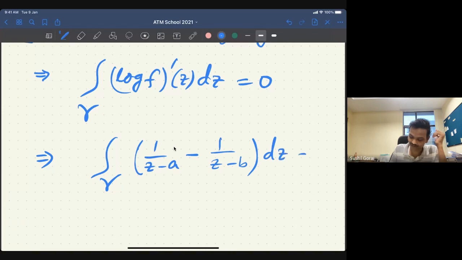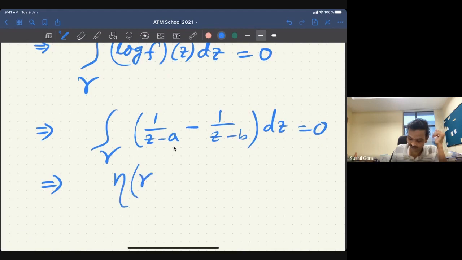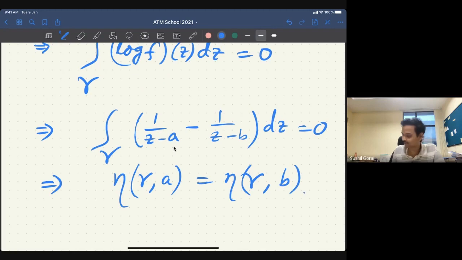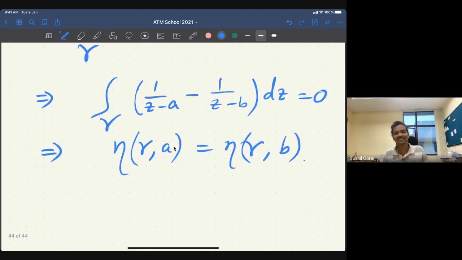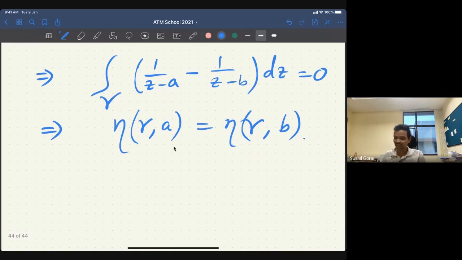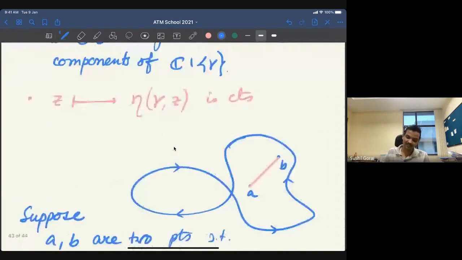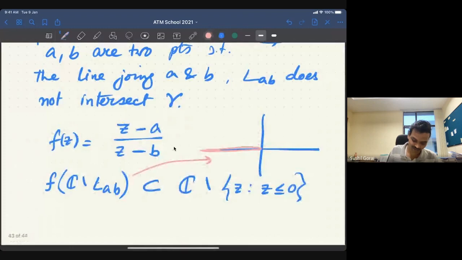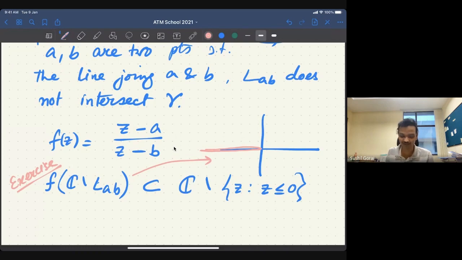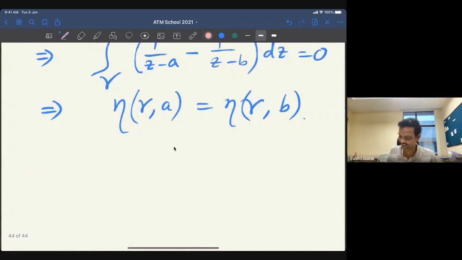dz equal to 0. This implies the index of gamma, the winding number of gamma with respect to a, is equal to the winding number of gamma with respect to b. So this is a very nice argument. Yeah, so what you need to check is this part. So this part I'll just keep as an exercise. The image lies here. So this is a very simple function. All right.